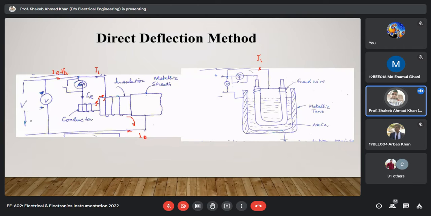If anybody has any query, anything you are not able to understand about how this guard circuit arrangement is implemented here, you can ask, please.